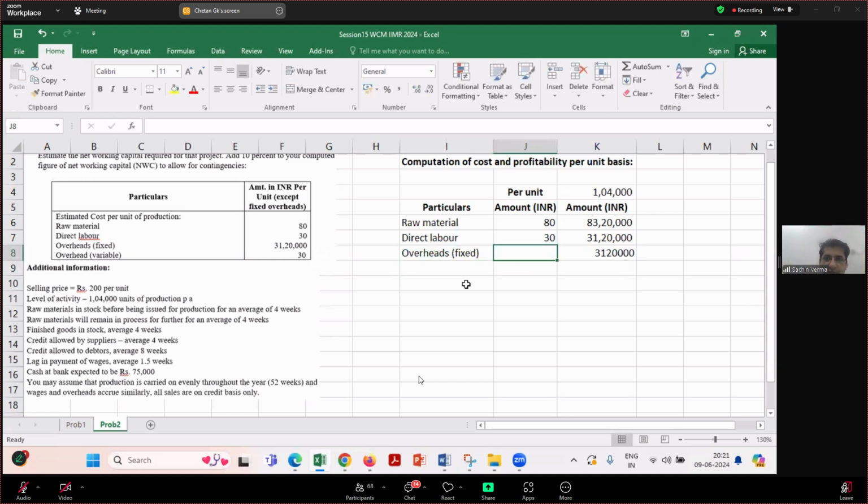Lag in payment of wages, sir. How would you do that? 1.5 weeks. Pardon? Lag in payment of wages. That is 1.5 weeks, 1.5 weeks. 1.5 divided by 52.